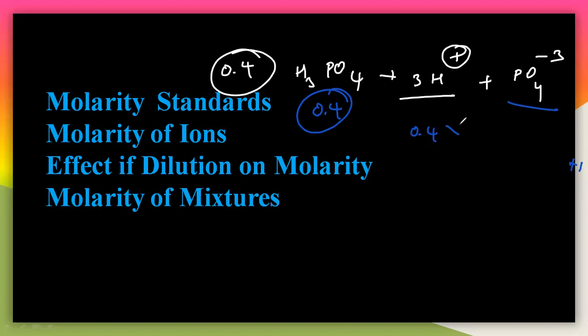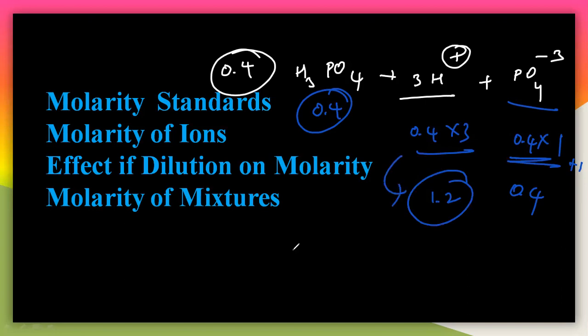That is 0.4 into 3 here. And here also the PO4 is there, that is the molarity, that is 0.4 into, how many are there? H3PO4, only one is there, that is 0.4 only. But here it is 3 moles, so that is 1.2 here. That is the molarity of ions here.